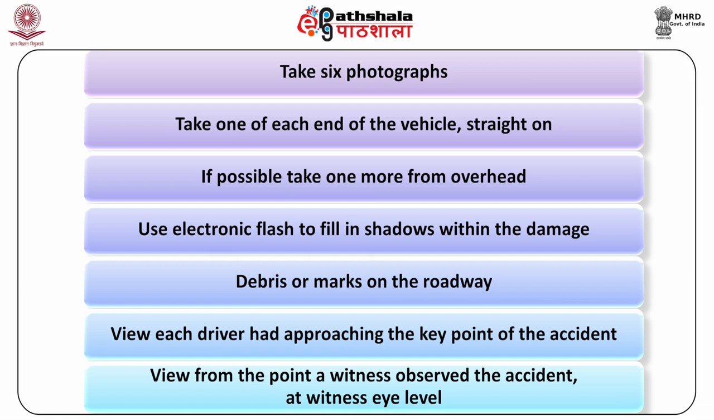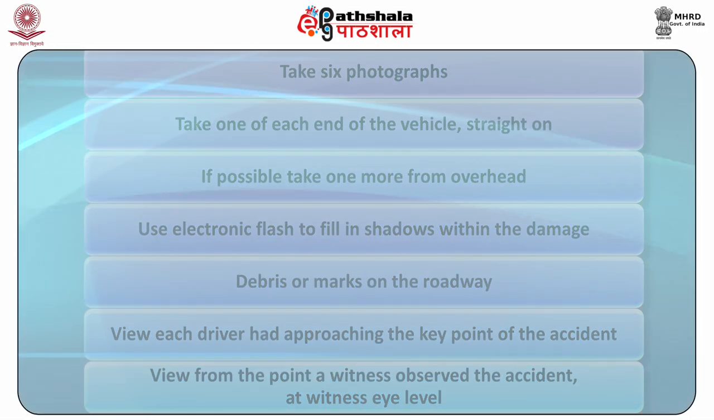Next point, take 6 photographs. Take one of each end of the vehicle straight on. If possible, take one more from overhead. Next point, use electronic flash to fill in shadows within the damage. Next point, debris or marks on the roadway. Next, view each driver had approaching the key point of the accident. Next, view from the point a witness observed the accident at witness eye level.